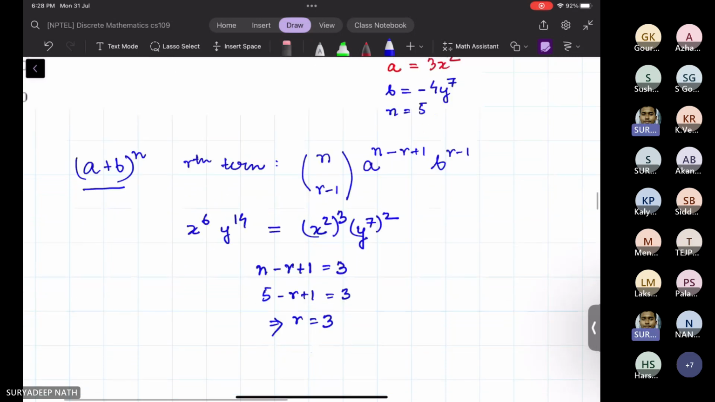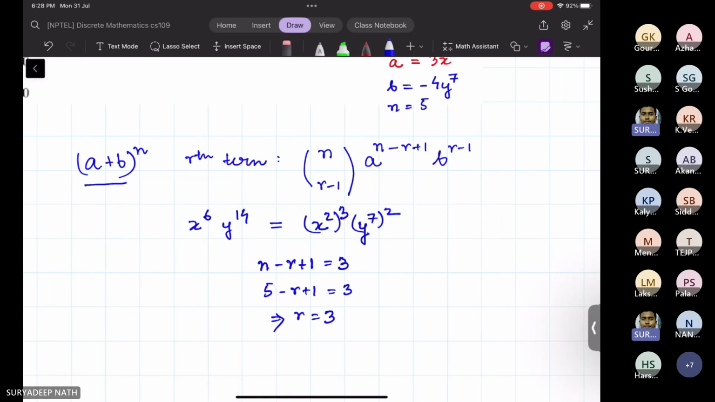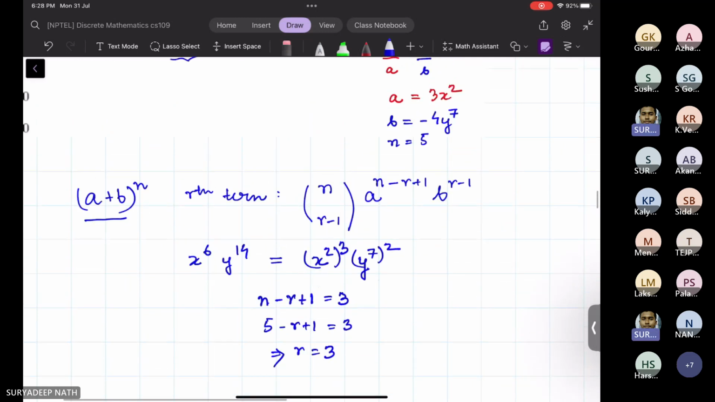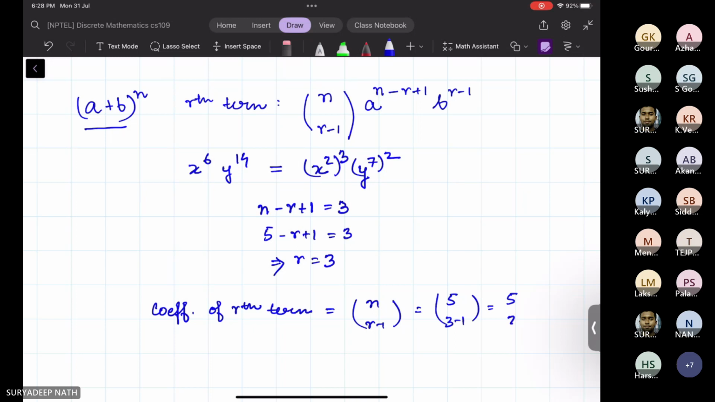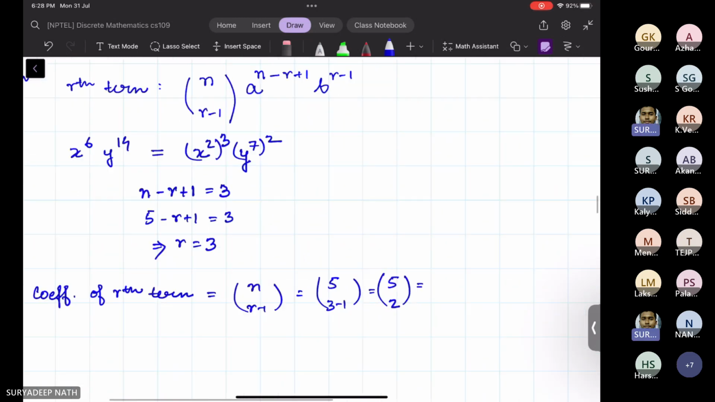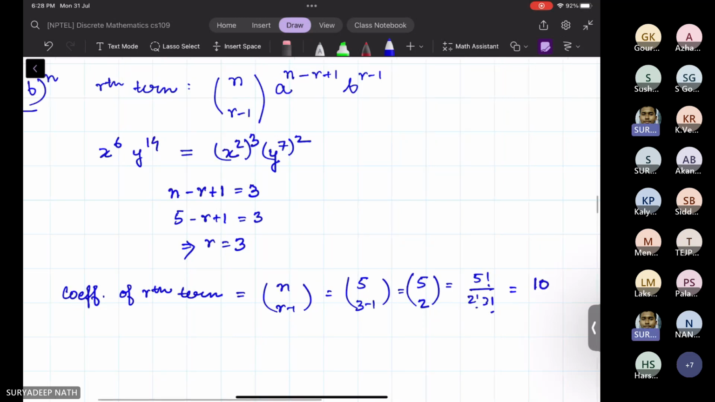Now we have to find the coefficient. So what is the coefficient of the rth term? Coefficient of rth term is n choose r minus 1, that is 5 choose 3 minus 1, that is 5 choose 2, which is basically 5 factorial by 2 factorial into 3 factorial, that is 10. It comes out to be 10.